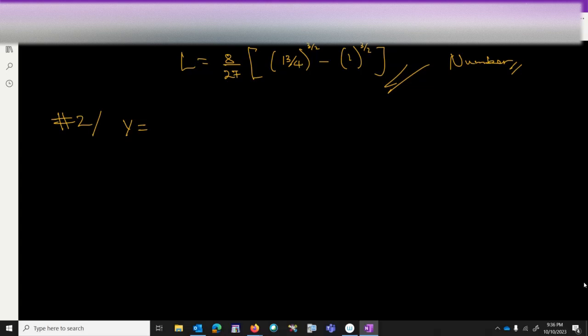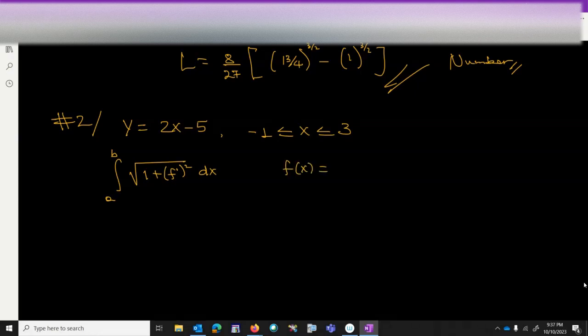Y is equal to 2x minus 5 between -1 and 3. So this is my curve. As always, the integral from a to b of the square root of 1 plus the derivative of f squared, dx. All right, so let's go.